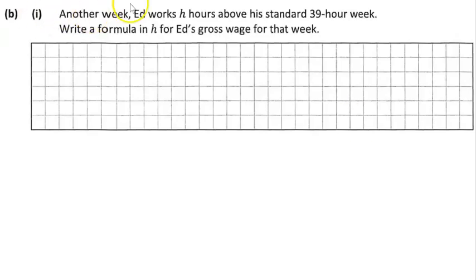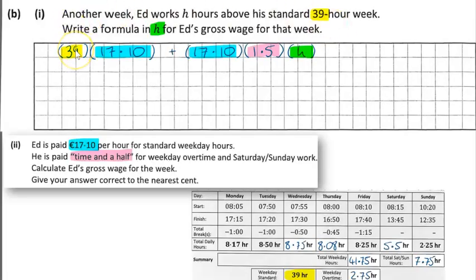B, part 1. Another week, Ed works H hours above his standard 39-hour week. Write a formula in H, so in terms of H, for Ed's gross wage for that week. So this formula must have an H in it. So 39 is the amount of hours in the standard week, multiplied by 17.10. That's how much he's paid per hour. So that comes from the question in part 2. We're going to add that on to 17.10. Again, that's how much he's paid per hour, multiplied by 1.5, which is time and a half, multiplied by H. So we're setting up our formula.